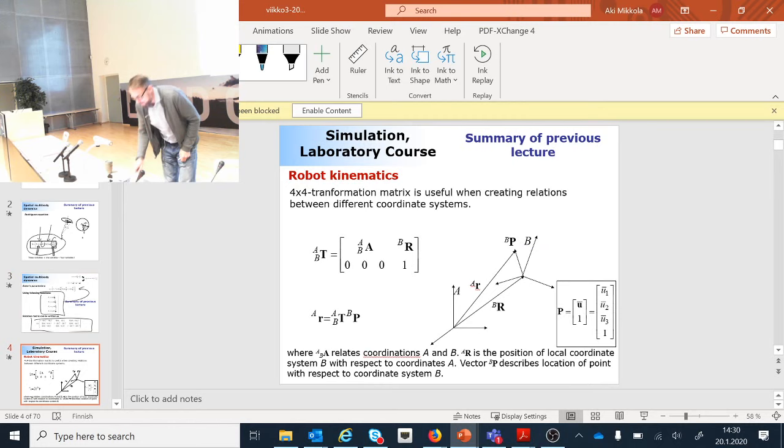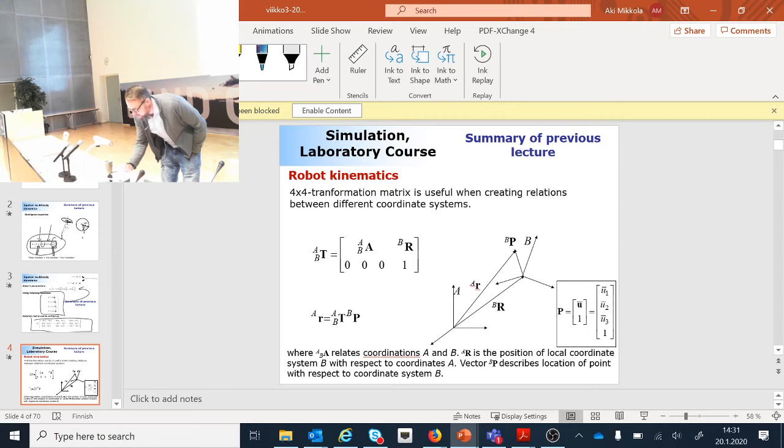Then last week, we discussed an extension of multi-body dynamics, and what we discussed as an extension was robot kinematics. And we learned the method that is called the 4x4 transformation matrix method. And this 4x4 transformation matrix originates from multi-body dynamics. The ingredients, the components needed to do this are exactly the components you use in multi-body system dynamics.